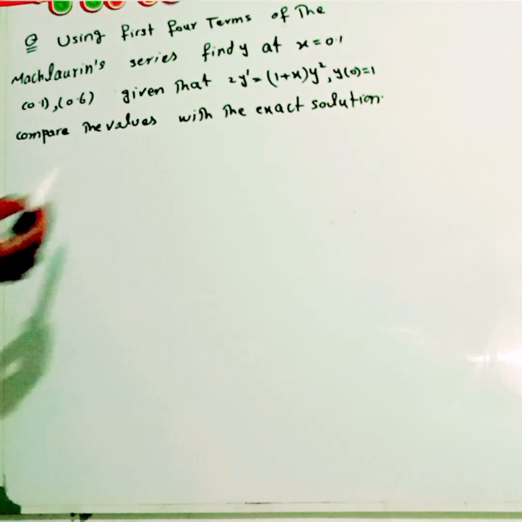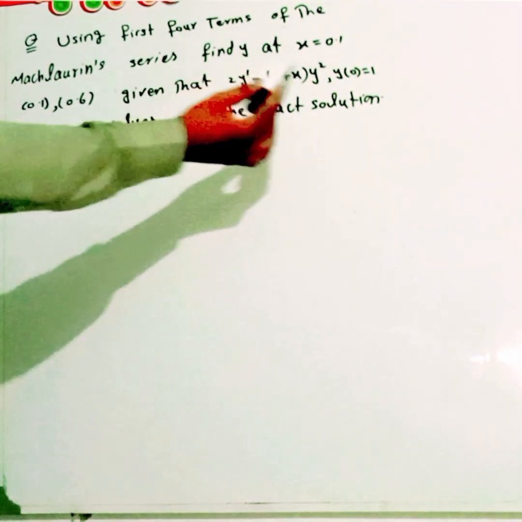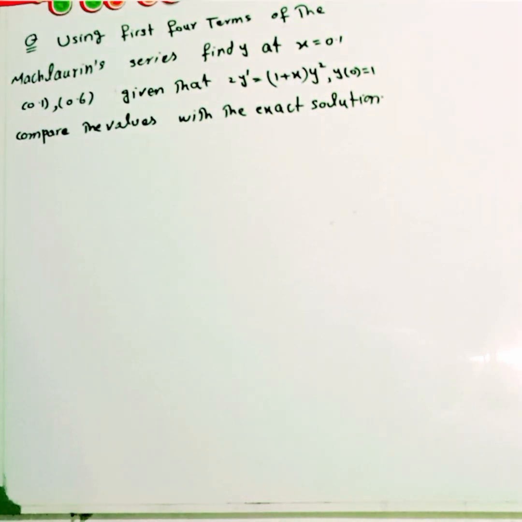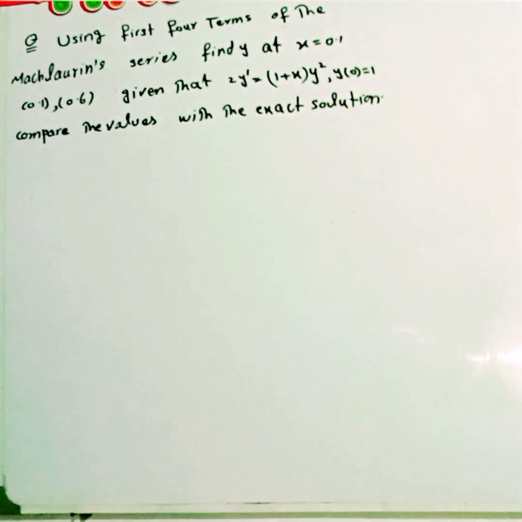It means we start from 0.1, and we take the values of x as 0.1, 0.2, 0.3, 0.4, 0.5 and 0.6. Given that 2y prime is equal to 1 plus x into y square, y of 0 is equal to 1. This is an initial condition for the differential equation. Compare the values with the exact solution.